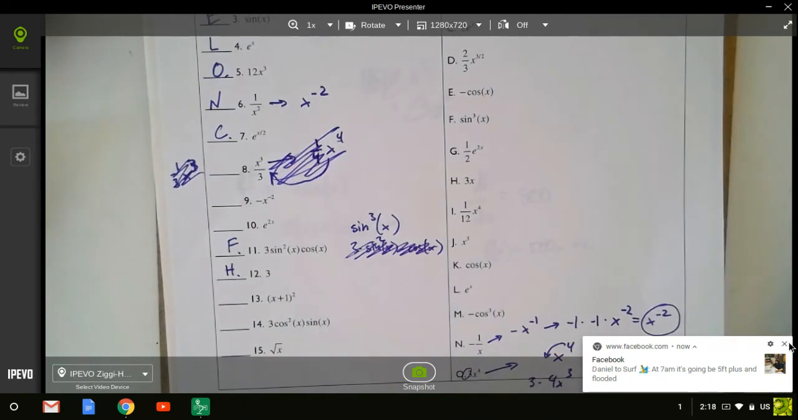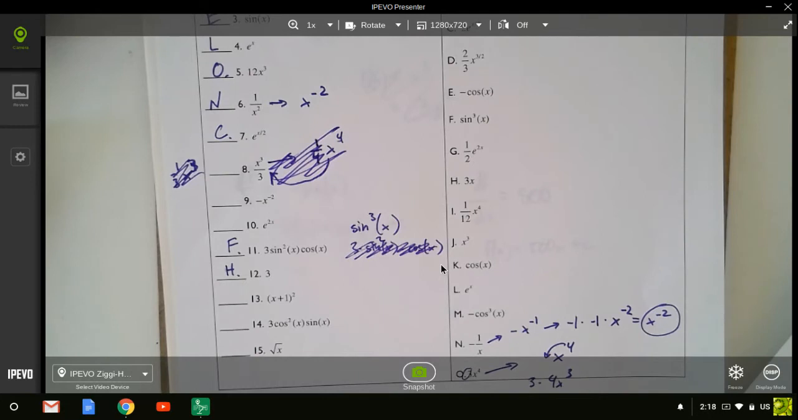Okay, so 12 is H. Is this e to the x over 2, and then the derivative of x over 2, and then you use the quotient rule? Then you would get e to the x over 2 times a half. Wait, it's this times what? It's the original e to whatever.